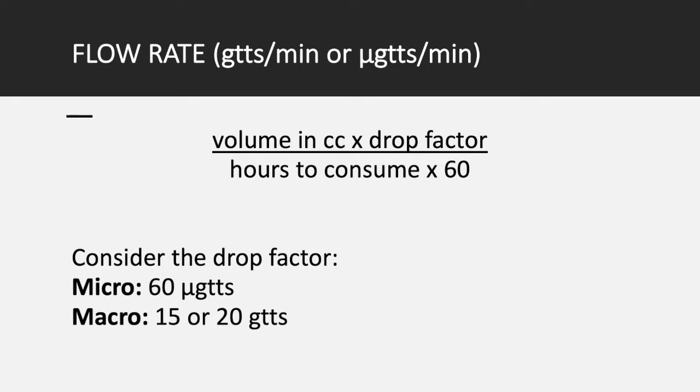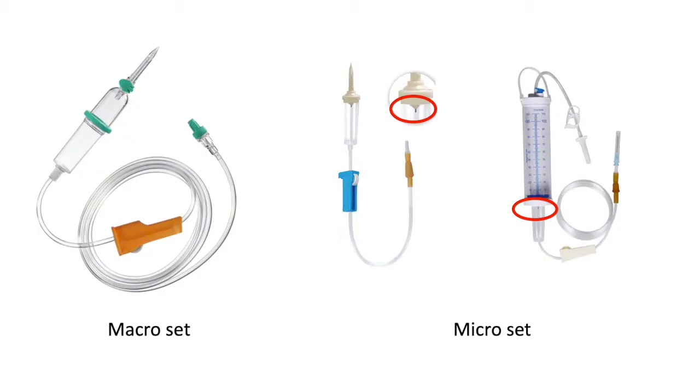Okay? So how will you know if it's micro or macro with the drip chamber? So macro set, that's the example. There is no needle in the drip chamber. However, in micro set, there is a needle in the drip chamber. Can you see the circle, the red circle? That's the needle. So in Soluset, usually it's micro set.